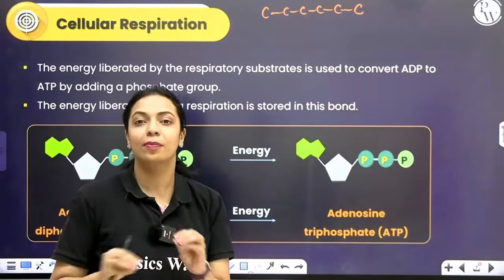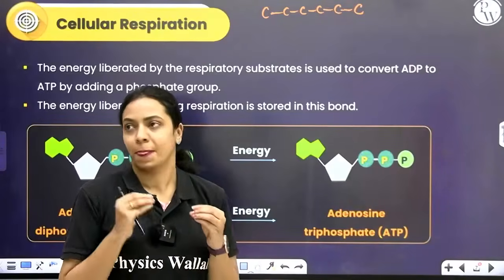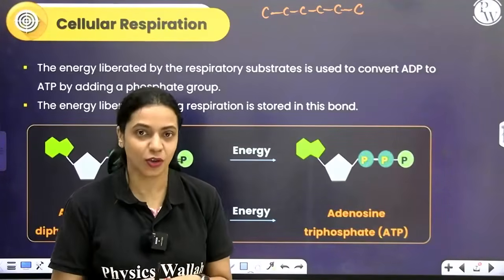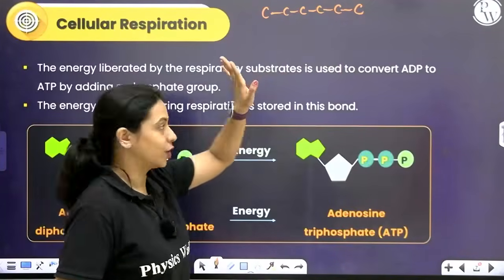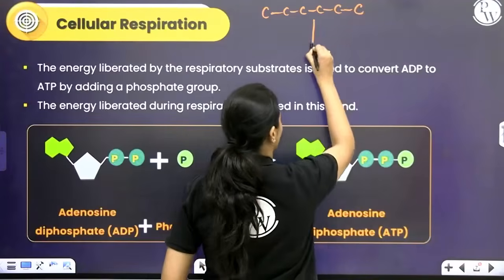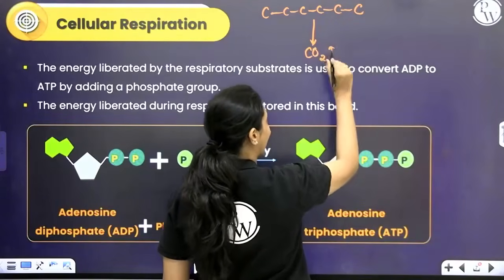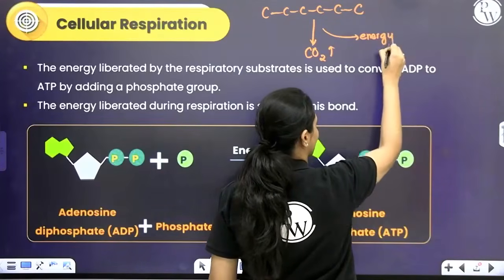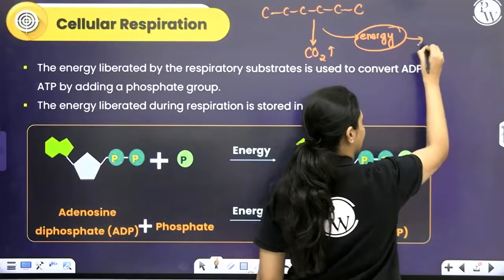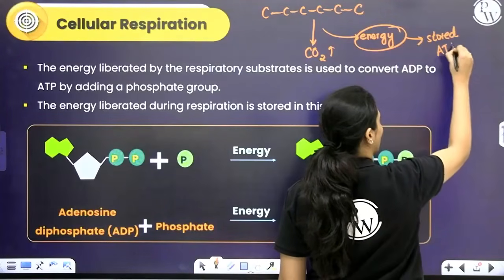You may have heard about ATP. It is called adenosine triphosphate. So that is also called the energy currency of the cell. I'll tell you why it's called the energy currency. So this is a glucose molecule. When it gets broken down, carbon dioxide will get liberated and energy is released. This energy is stored or trapped in molecules called ATP.